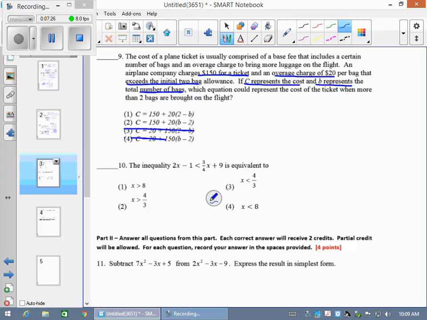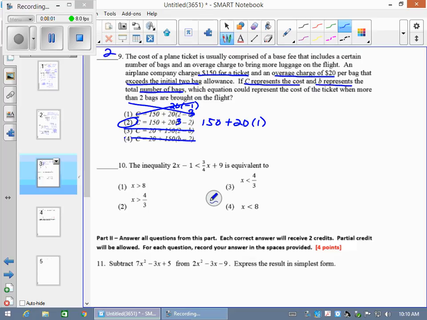So now I know if I'm paying $150 right away, and then I pay $20 only if I use more than the 2 bags on my flight, that means, let's say we brought 3 bags. So I'm just going to try both of these choices. If I had 3 bags, that means I have 1 extra. So in choice 1, that would end up being 20 times -1. So you'd actually be saving $20, which is not what they're saying here. In choice 2, I would be adding that extra $20 times the 1 extra bag that I'm bringing. So choice 2 accurately depicts this cost.